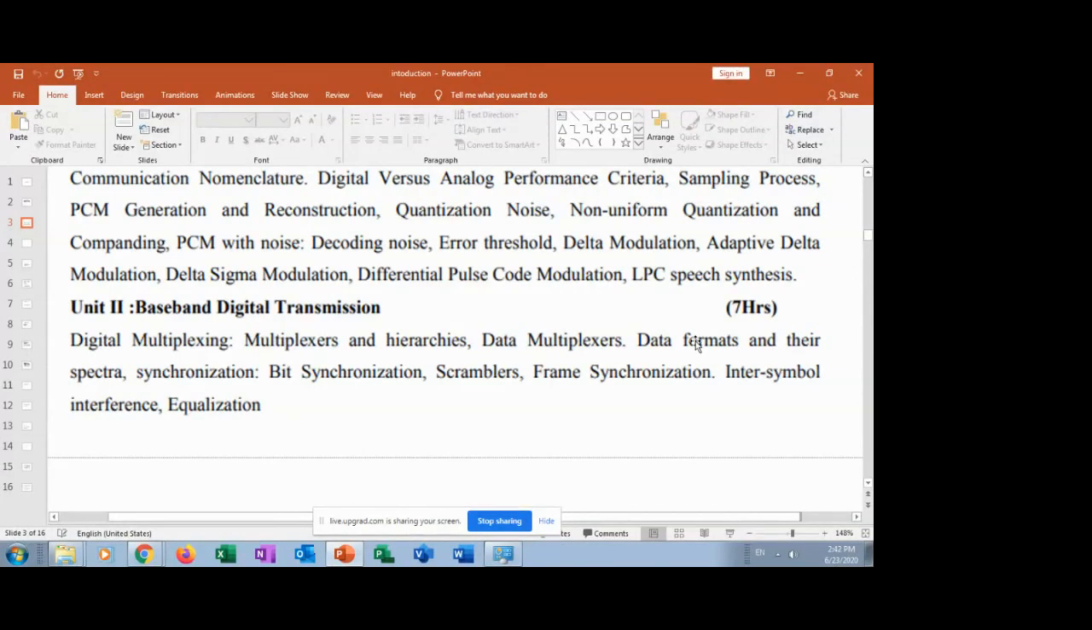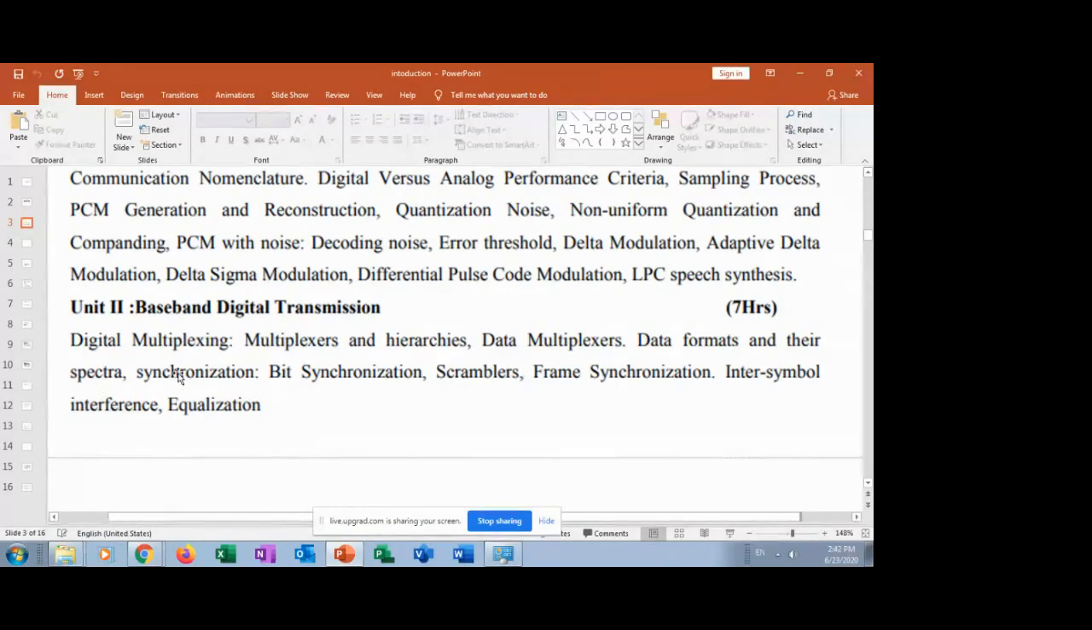As we know, when we plot a spectrum, or take the Fourier transform of the square wave, as a result we get a sinc function. The sinc functions of different data formats are nothing but the spectra. So the data formats we will study in two domains: the time domain, which is the data format, and the frequency domain, called the spectra.